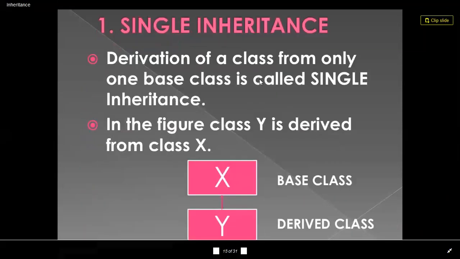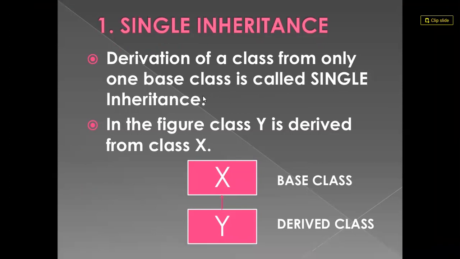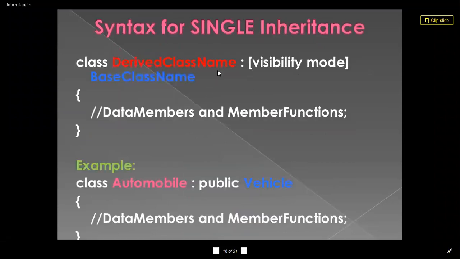So let's start with the first one, single inheritance. It means that you'll have a base class, that is X, and you have a derived class that is Y. So derivation of a class from only one base class is called single inheritance. This is the simplest of all inheritance. Now what will be the syntax if you want to use a single inheritance?